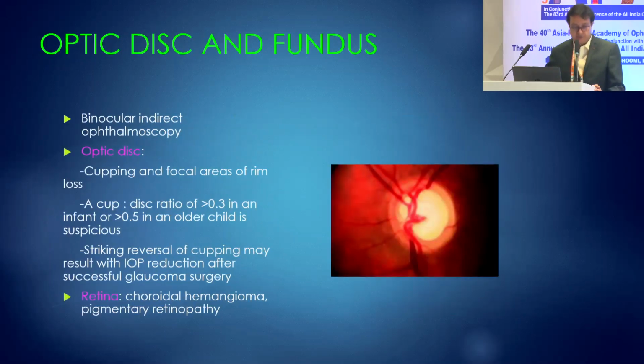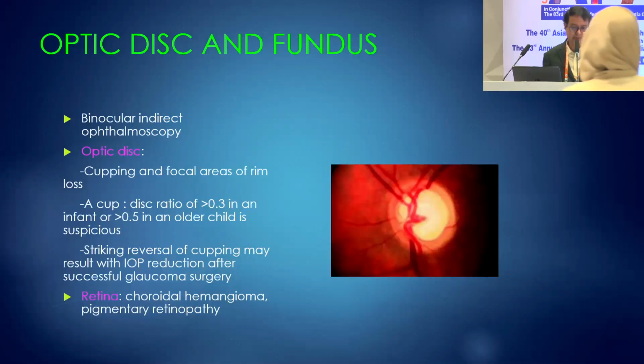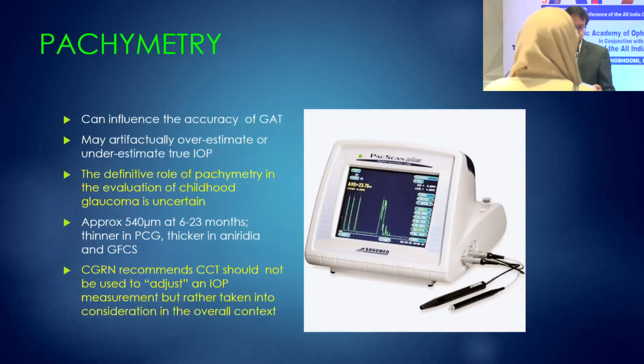The optic disc and the fundus should be assessed. In the optic disc, we have to note the cupping and the focal areas of rim loss. A cup disc ratio of more than 0.3 in an infant and more than 0.5 in an older child is suspicious. Striking reversal of cupping may result with IOP reduction after successful glaucoma surgery, unlike in adults. In the retina, we should do an indirect ophthalmoscopy to rule out choroidal hemangioma and pigmentary retinopathy. These are some of the other causes that can present as childhood glaucoma.